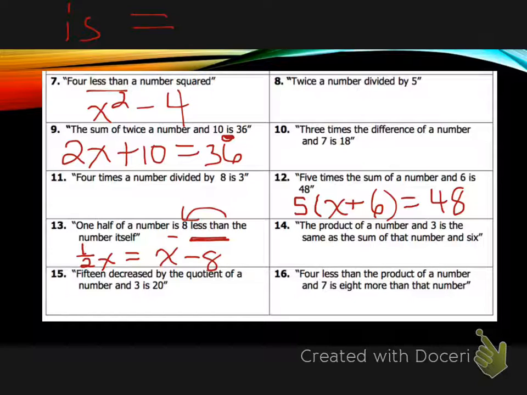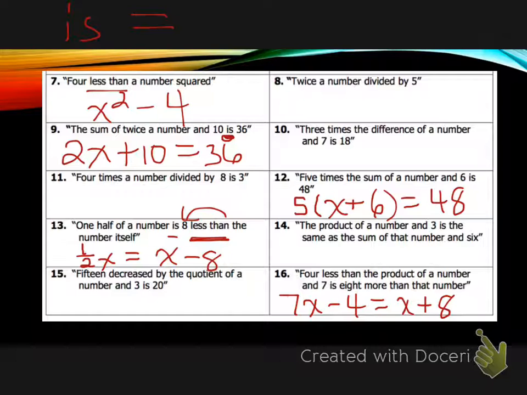Let's look at 16. 4 less than the product of a number and 7. So a number and 7, product is multiplication. Remember, if there's nothing in between, that's multiplication. So 4 less than that product. So we're subtracting 4. Looking for those turnaround words. Is our equal sign. 8 more than that number. More than is kind of just like that less than. More than that number. It's just not as important because adding 2 plus 3, 3 plus 2 ends up the same. Subtracting makes a difference.